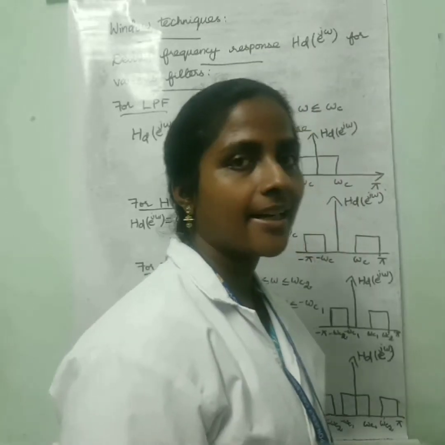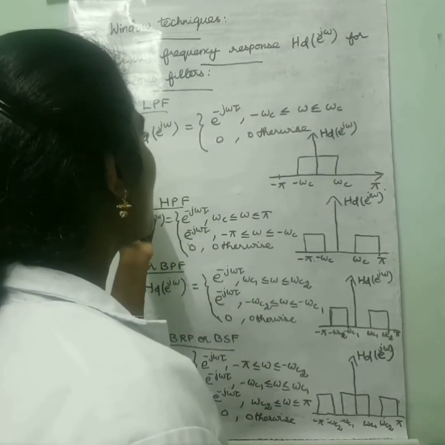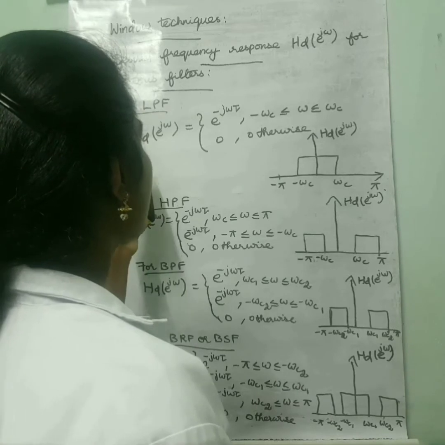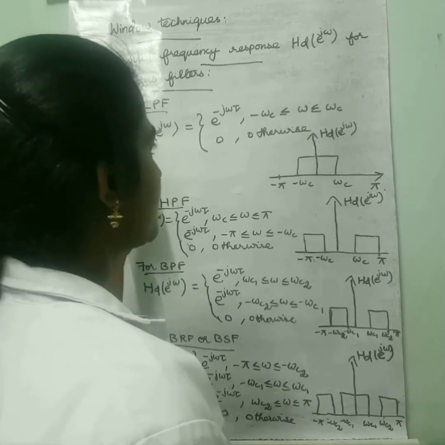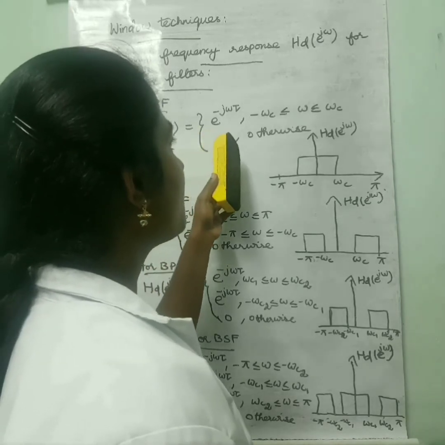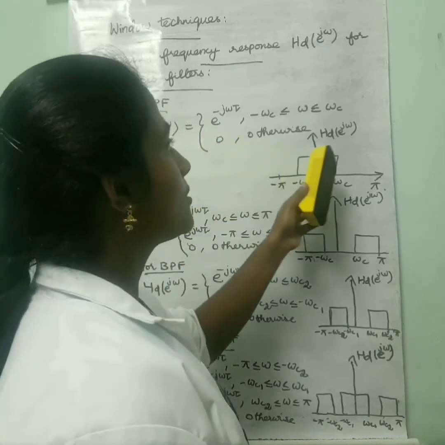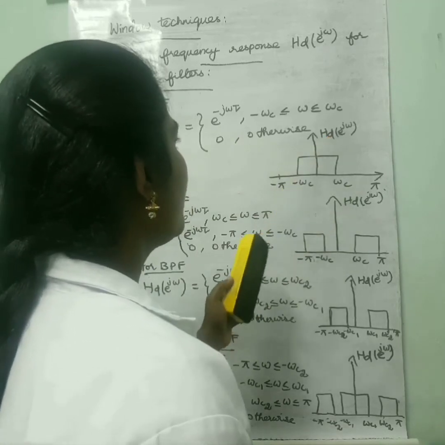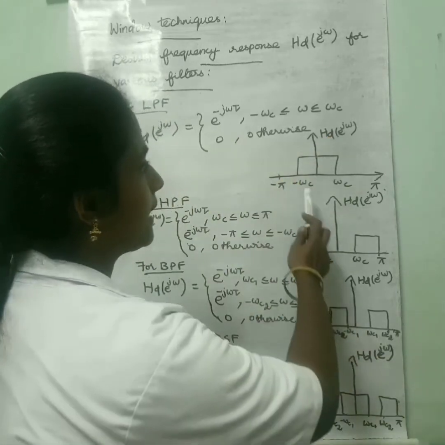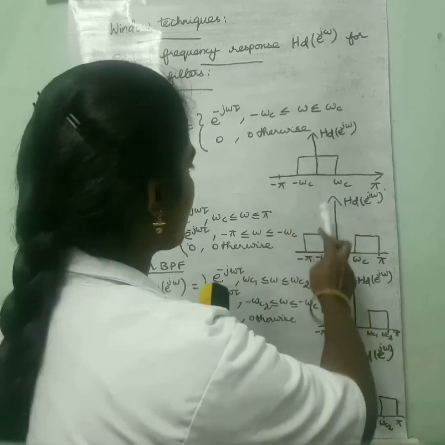Next is the desired frequency response of the filters. First we can see about the low pass filter. The desired frequency response is Hd(e^jω) equal to e^(minus jωτ). The limit is minus omega c to plus omega c. Okay, so this is the graph. This is the low pass filter frequency response graph.